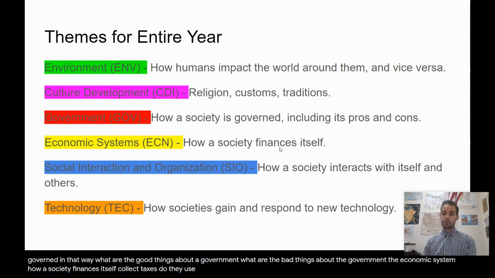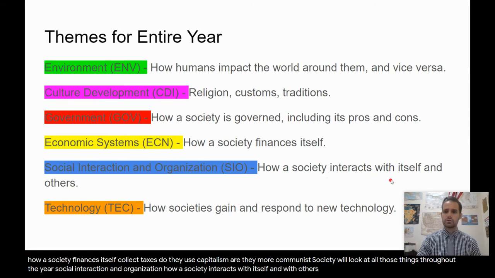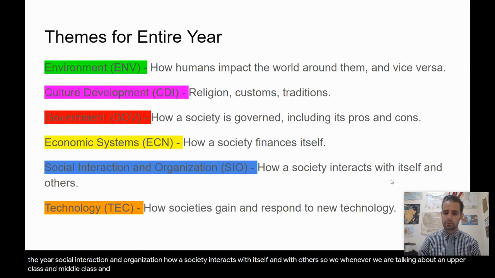Do they use capitalism? Are they more communist society? We'll look at all those things throughout the year. Social interaction and organization: how a society interacts with itself and with others. So whenever we are talking about an upper class, a middle class, and a lower class, that is social interaction and organization.